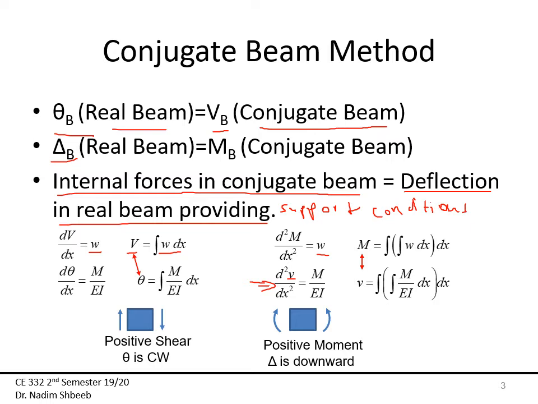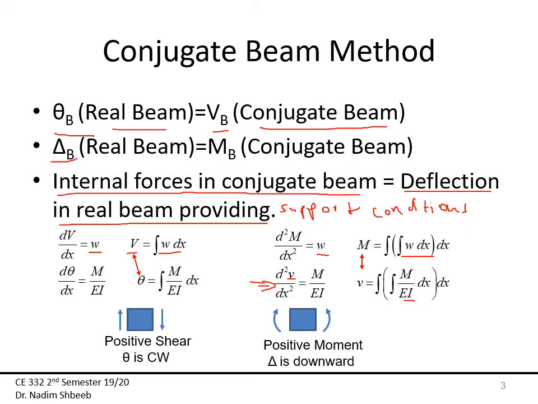So if I want M, then this is a double integration of the load, and then the vertical deflection is also the double integration of M over EI. Hence, again, the analogy, and that's how this technique actually came about. Before I move on to the support condition, I just want to talk about the sign convention.